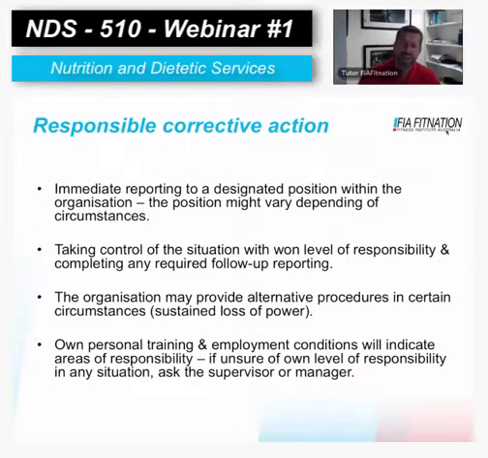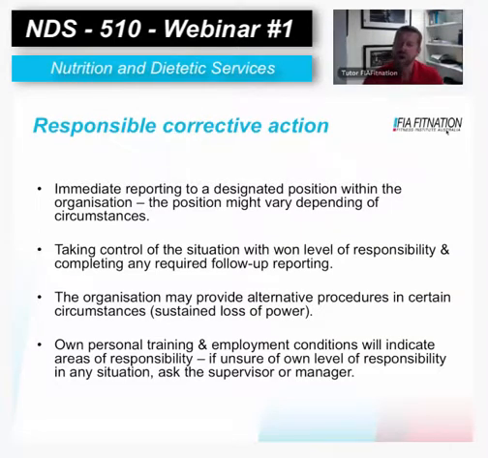The organization may provide alternative procedures in certain circumstances. For example, when there's a sustained loss of power, obviously getting generators involved, and just making sure that the fridge is kept closed during long power outages.